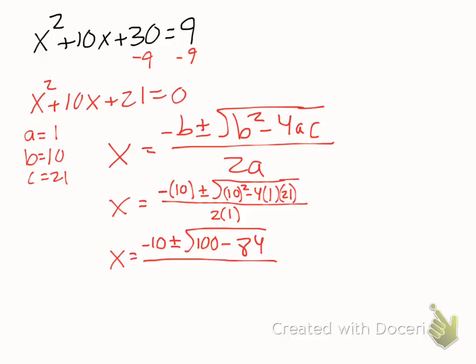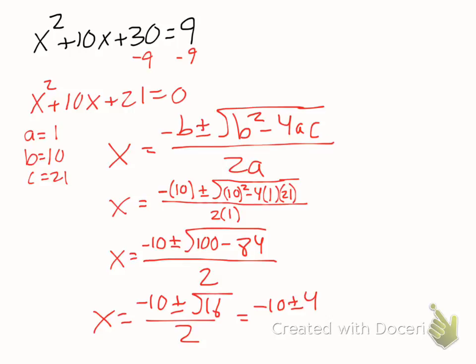Notice I'm not trying to do all of that in my head at once. I'm not doing 100 minus the 84 right away. And all of that is over 2. Keep going. X equals negative 10 plus or minus square root of 16 all over 2, which equals negative 10 plus or minus 4 all over 2. Those are nice numbers. Do not leave it in that form.